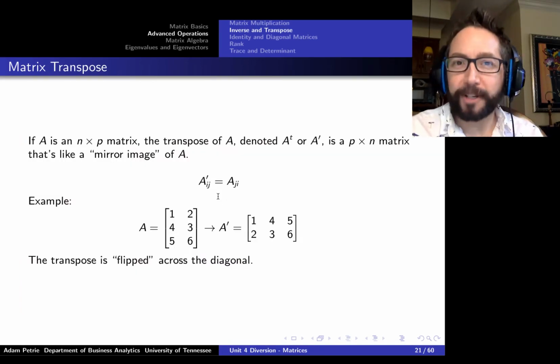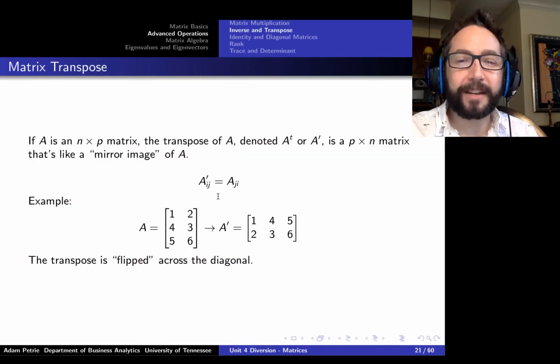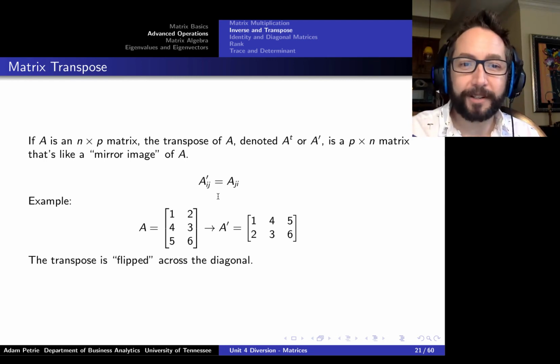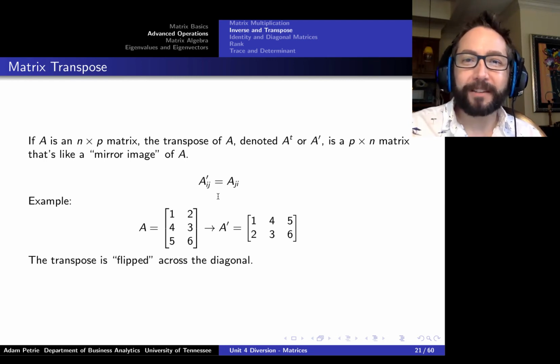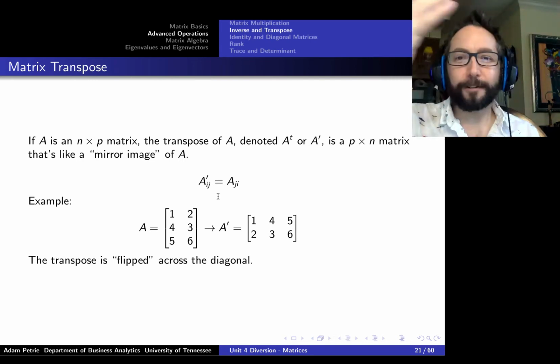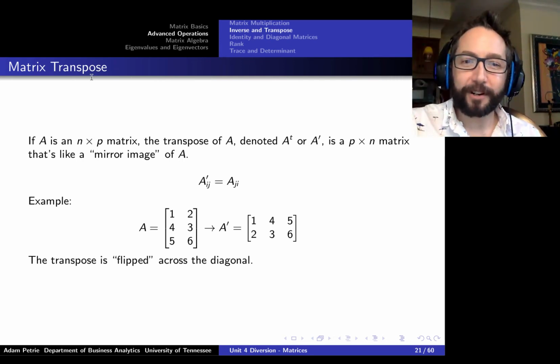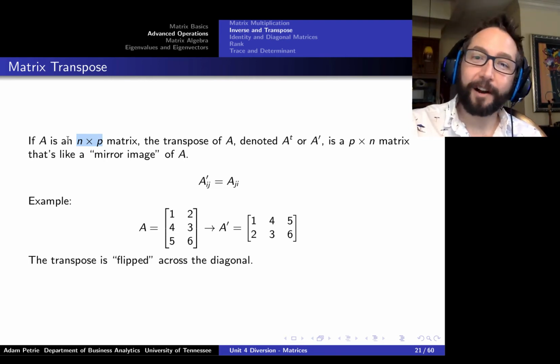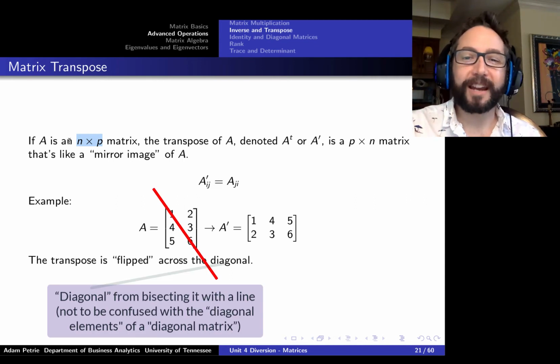Now, another property of the matrix that we want to be familiar with is the transpose of a matrix. That's basically reflecting the matrix across the diagonal. If a matrix starts out with n rows and p columns, the transpose is going to have p rows and n columns. It's like a mirror image across the diagonal.